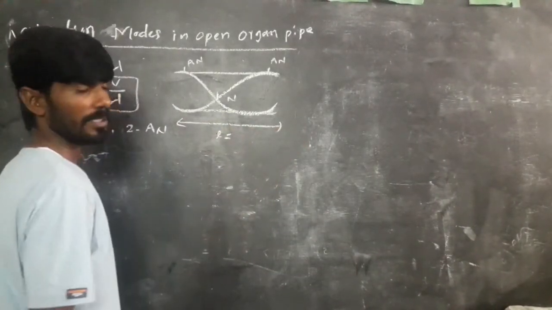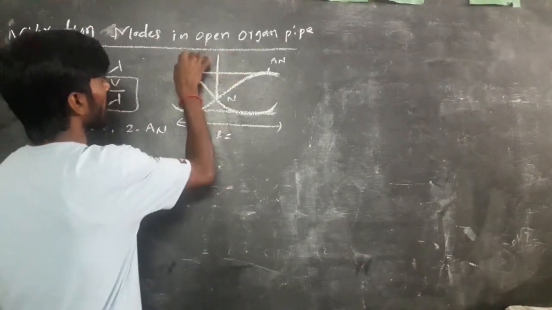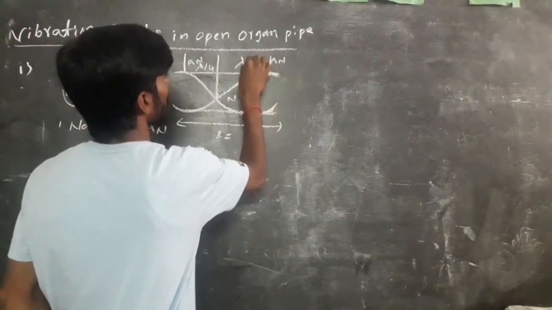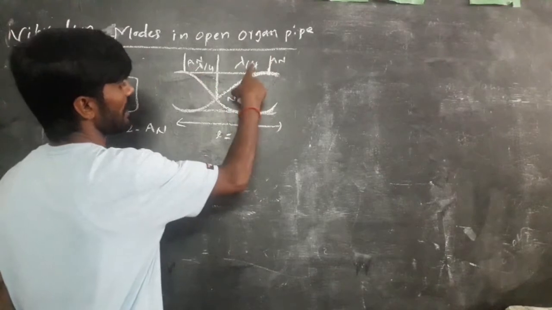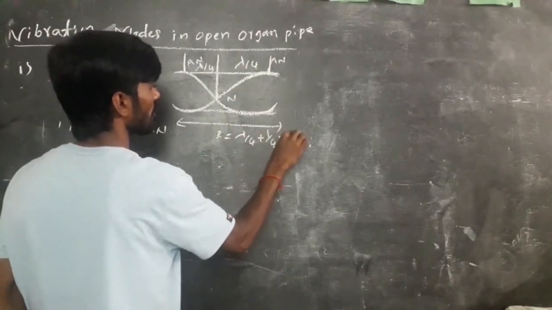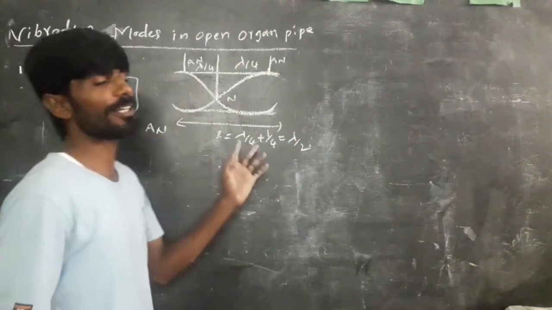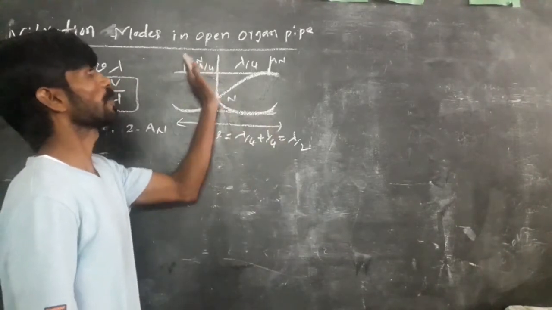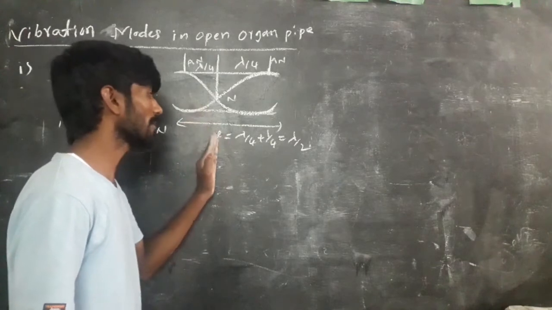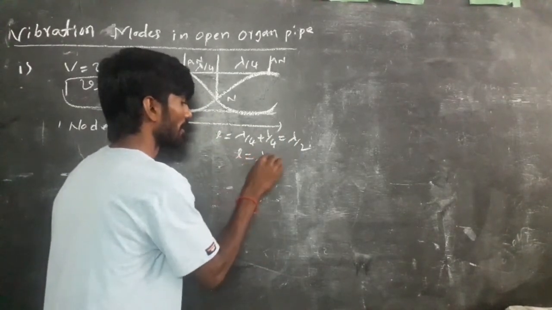L is equal to... I already said the distance between a node and an antinode is lambda by 4, and this one is also lambda by 4. Lambda by 4 plus lambda by 4 is equal to lambda by 2. So the stationary wave forms with two antinodes, and the length of the air column is lambda by 2. Means L is equal to lambda by 2.